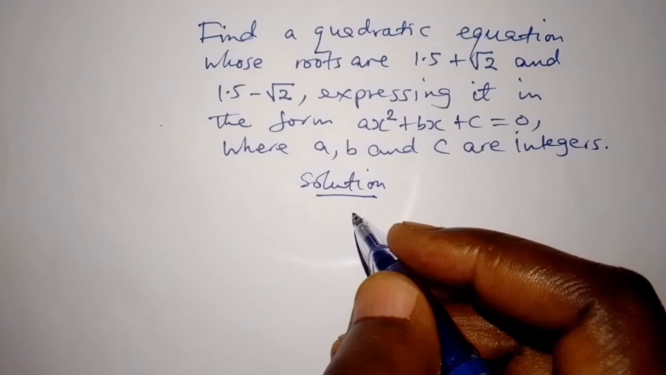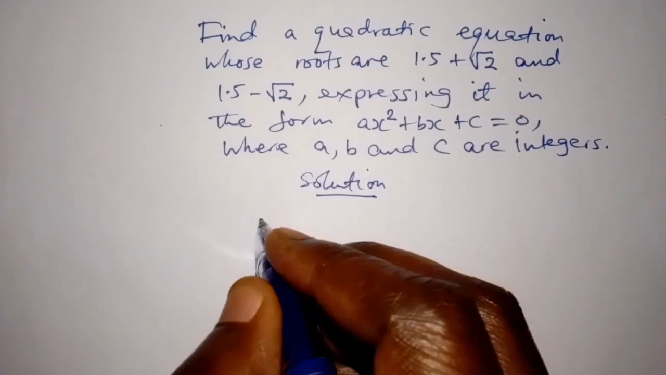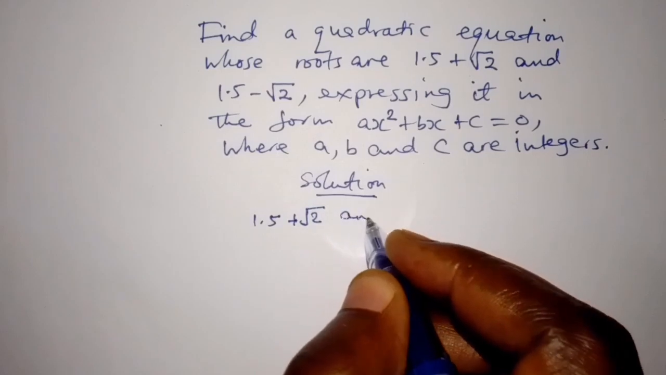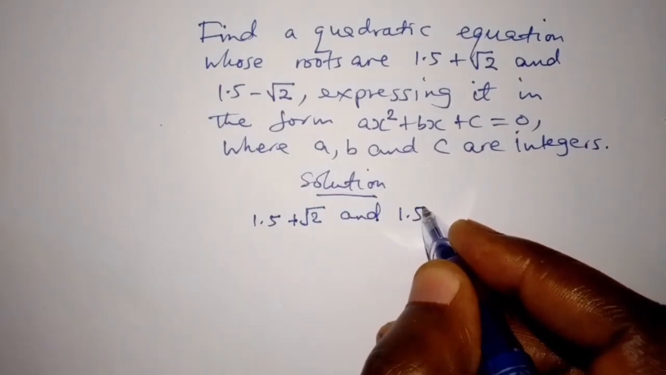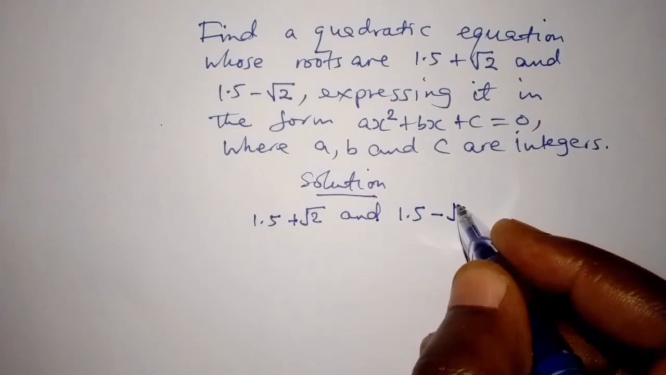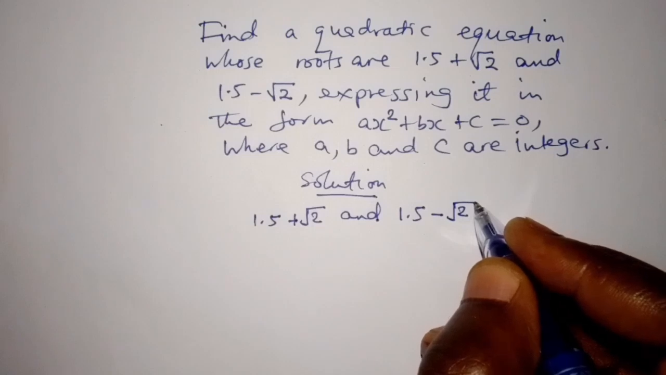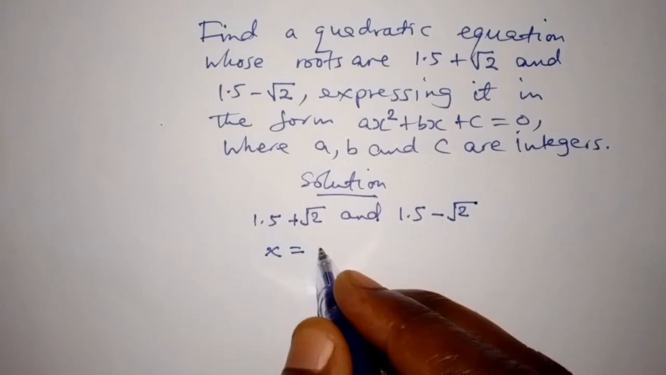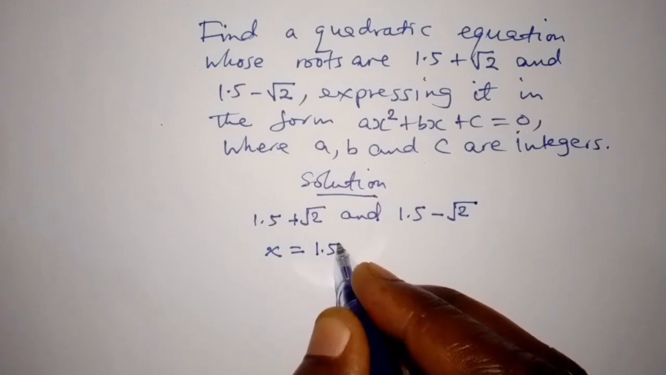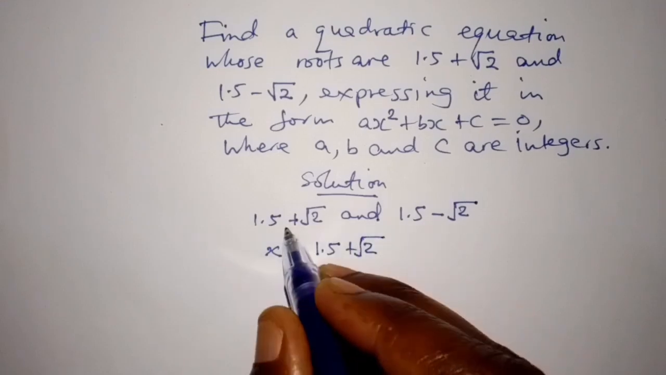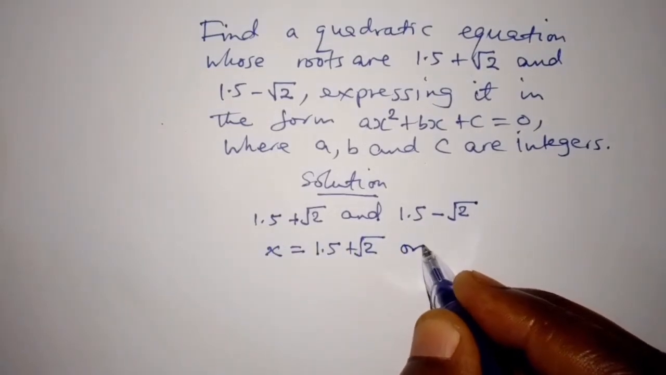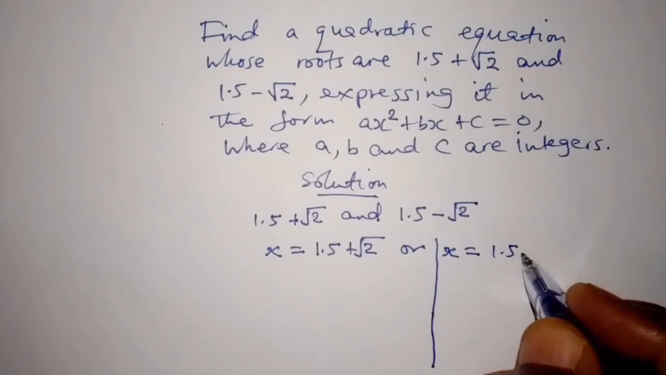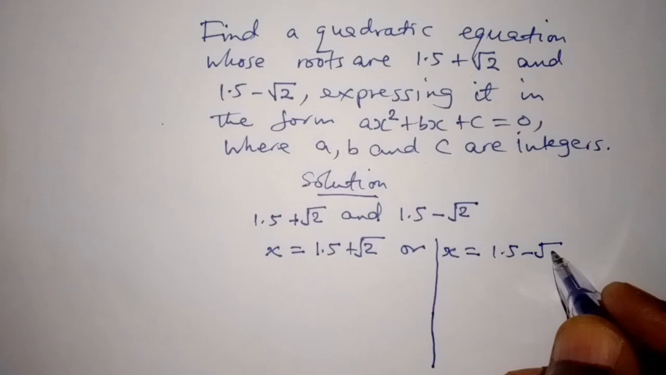So we can say that when the roots are 1.5 plus square root of 2 and 1.5 minus square root of 2, then this means that x is equal to 1.5 plus square root of 2 here, or x is equal to 1.5 minus square root of 2 here.